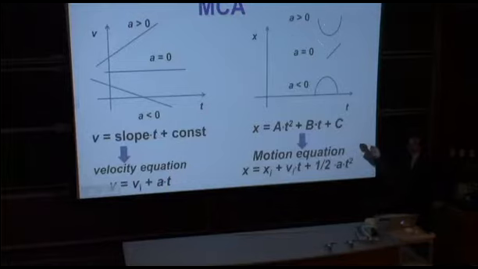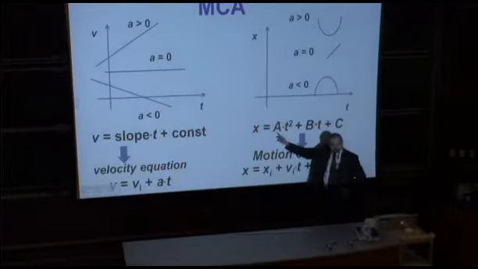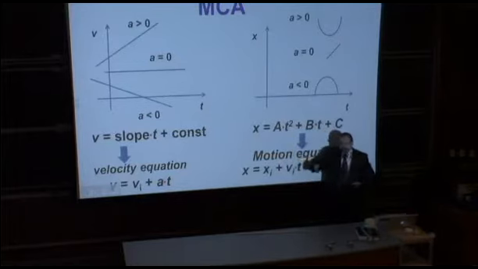And for each situation, we have some kind of a parabola, the position graph. If you remember math, the shape of the parabola depends on this coefficient. If it's positive, it goes like this. If it's negative, it goes like that.